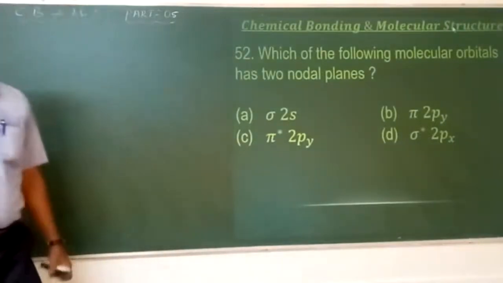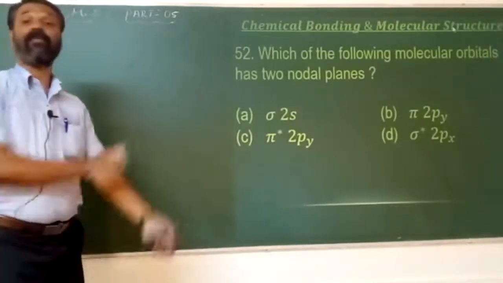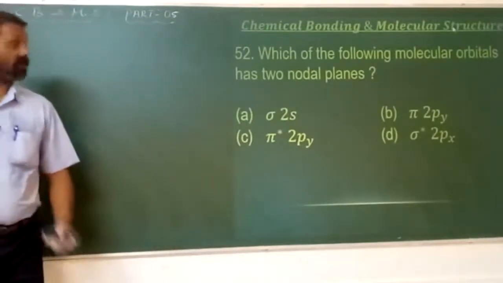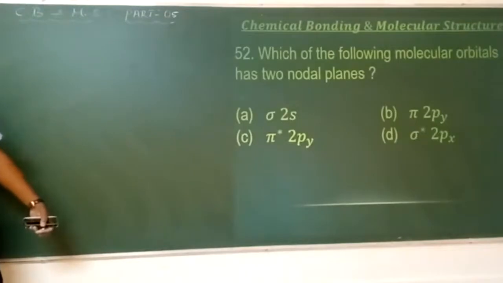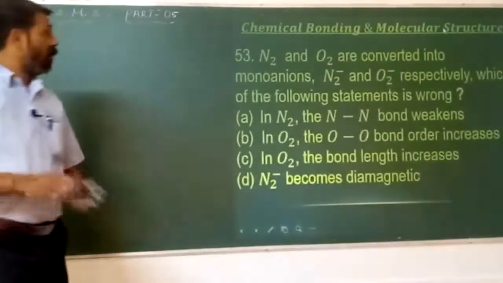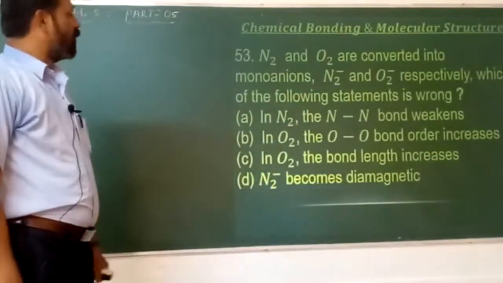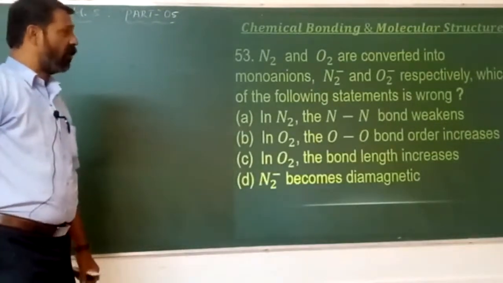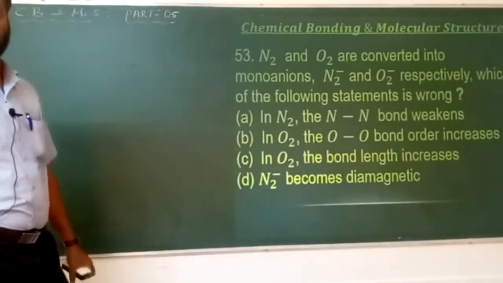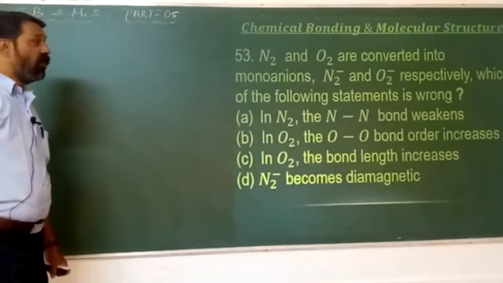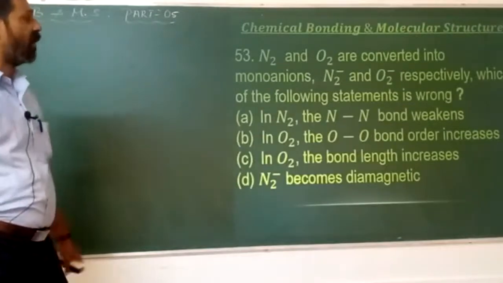Fifth session of MCQs on chemical bonding and molecular structure. That's for the discussion of the 53rd question. N2 and O2 are converted to mono anions, forming N2 minus and O2 minus respectively. Which one of the following statements is correct?